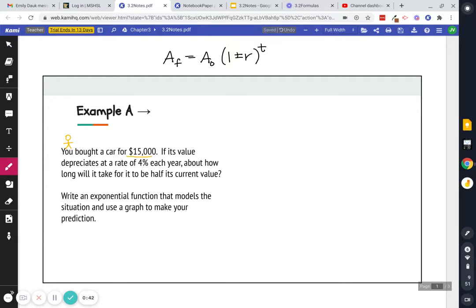You bought a car for $15,000. Its value depreciates. That means it's going down at a rate of 4% each year. How long will it take for it to be half its current value?